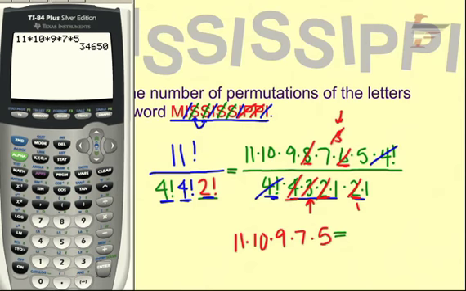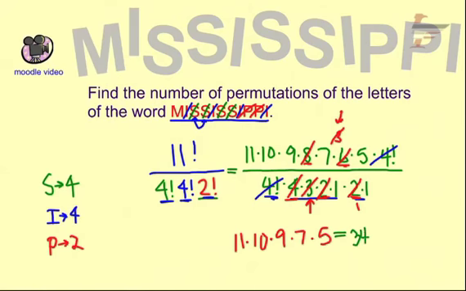So what do we have? 34,650. So we have 34,650 different ways to arrange the letters of the word Mississippi.